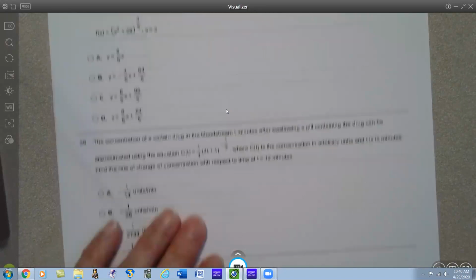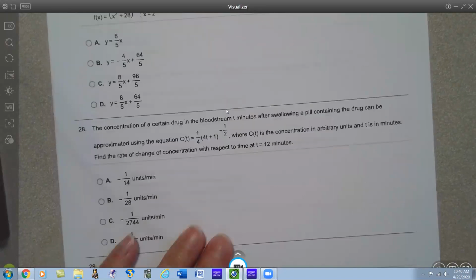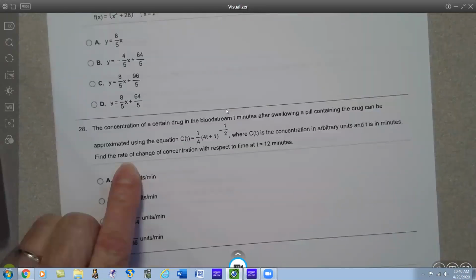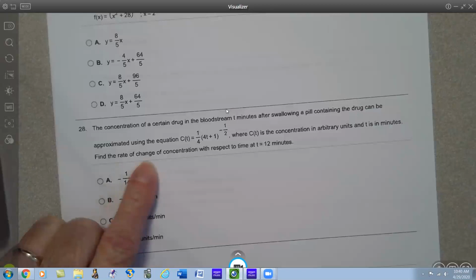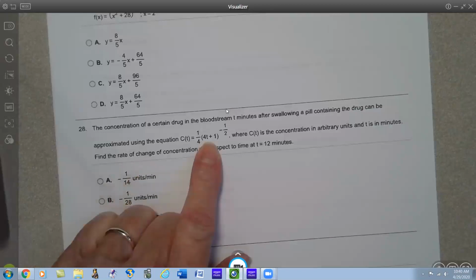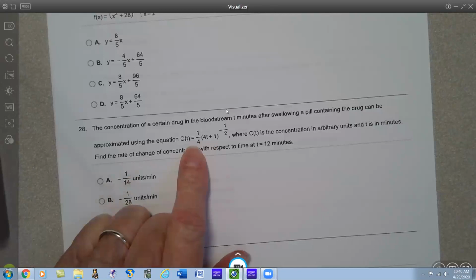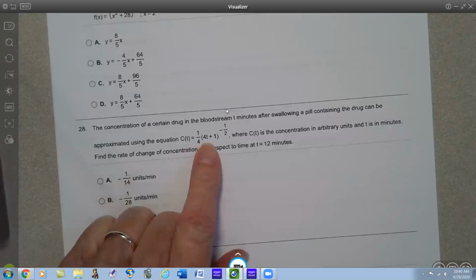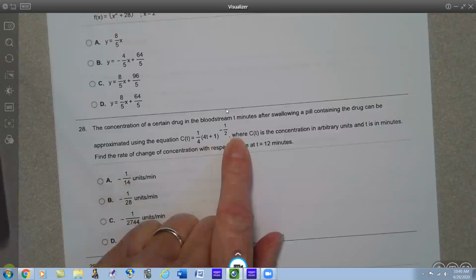28, concentration of a certain drug, rate of change. There's the words right there. That means go find your derivative. This you have to use your chain rule on. So exponent times coefficient, rewrite, decrease power by 1, times derivative of inside. Remember all the bits and pieces. And once you've done that, then substitute the t-value of 12 in and see which one of those matches up.